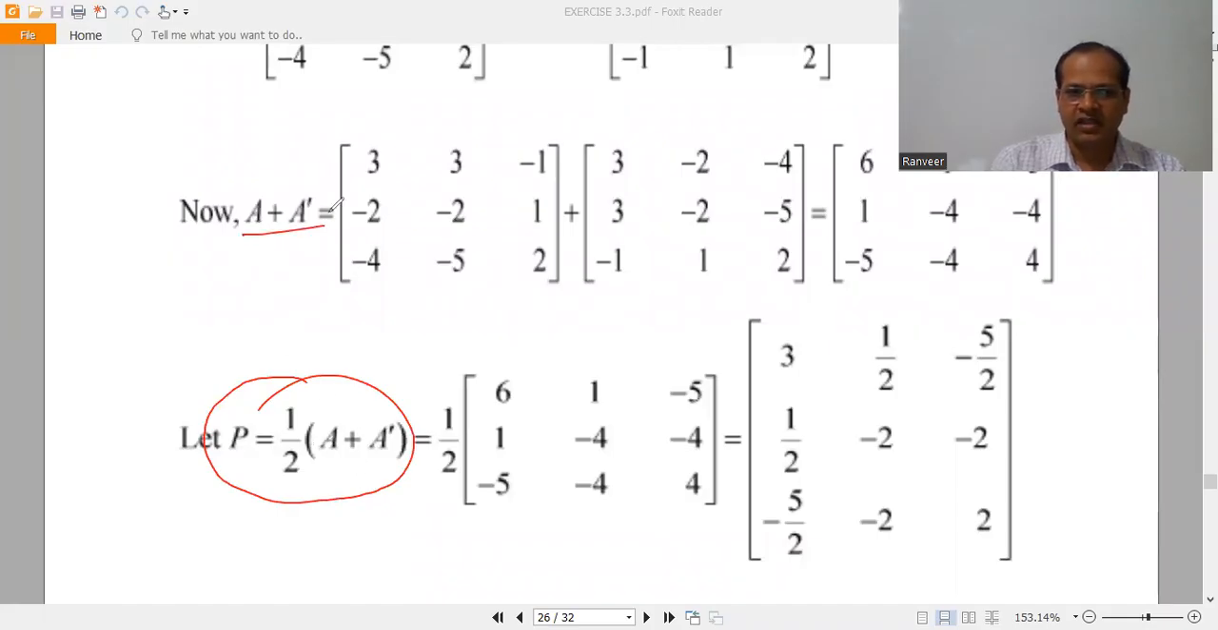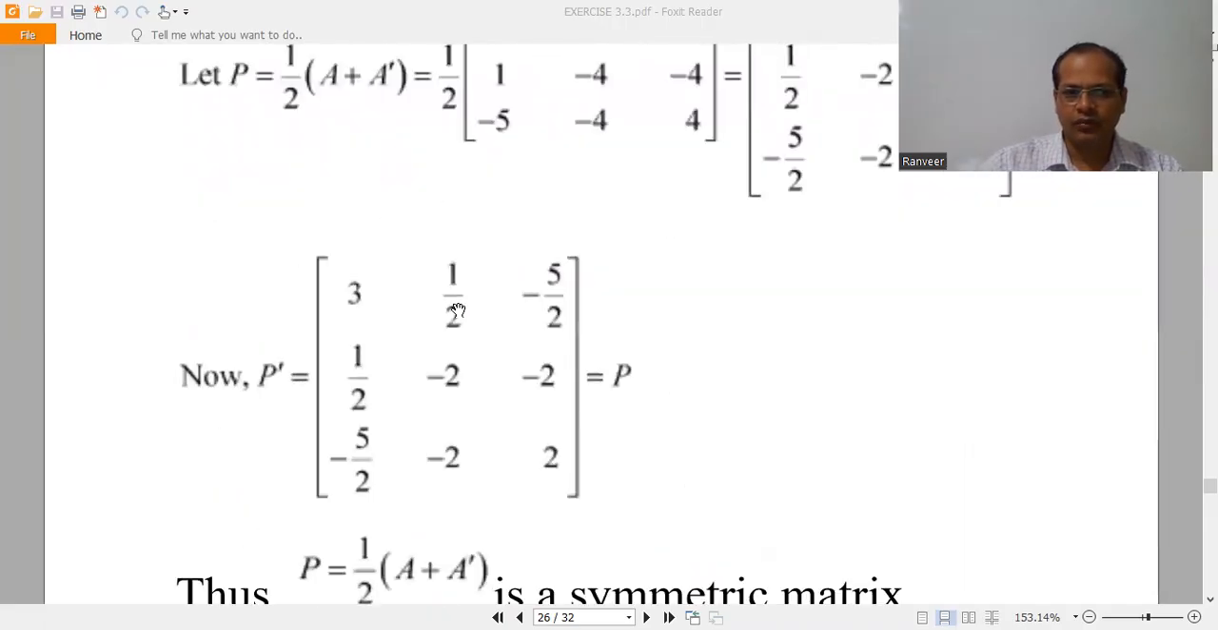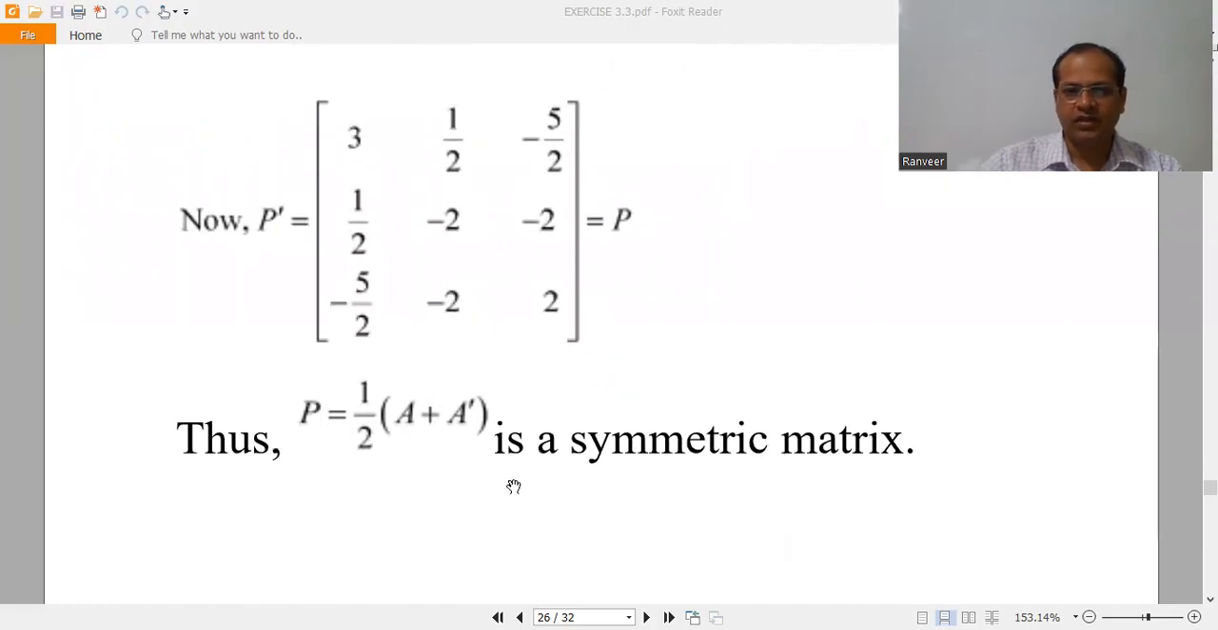So first, A plus A transpose, we have to find half of that value, that is equal to P, and after that half we are doing, this is the resulting value. Now P complement we can do, 3, 1 by 2, minus 5 by 2, and this is equal to P. So this is the P value for the symmetric matrix, half of A plus A dash, we have to find out.